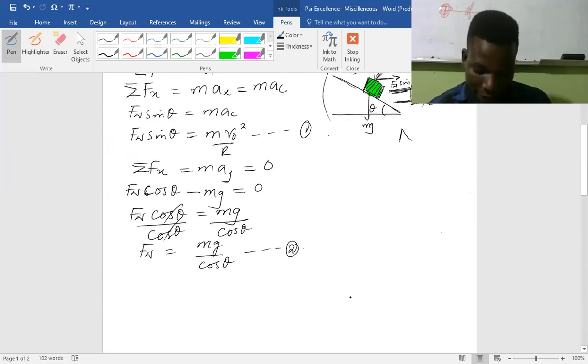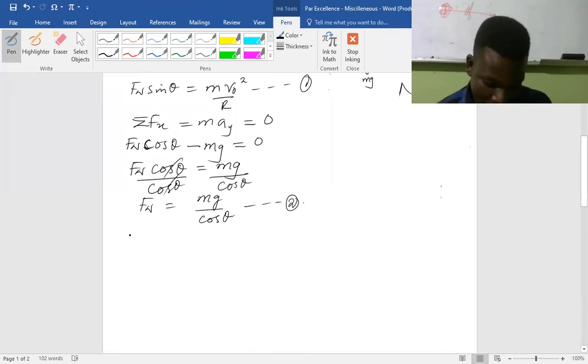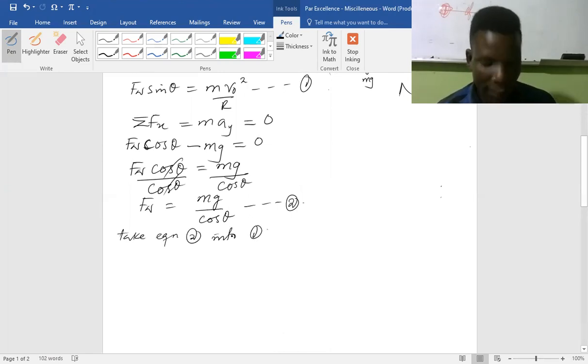Now, because of space, I'll write down here. We are going to substitute equation two into equation one. Where there is Fn in equation one, we substitute mg over cos theta. So we are going to have mg over cos theta times sine theta is equal to m v naught squared over r.